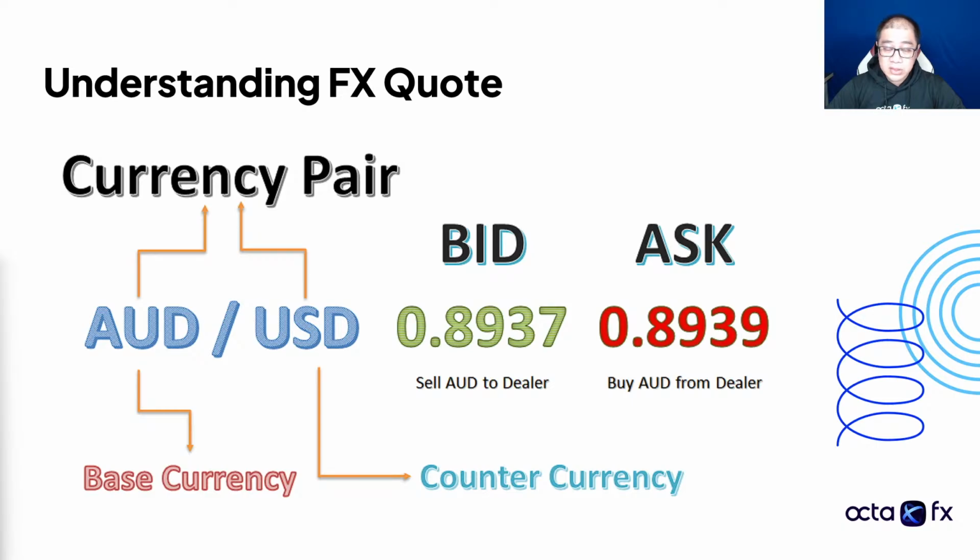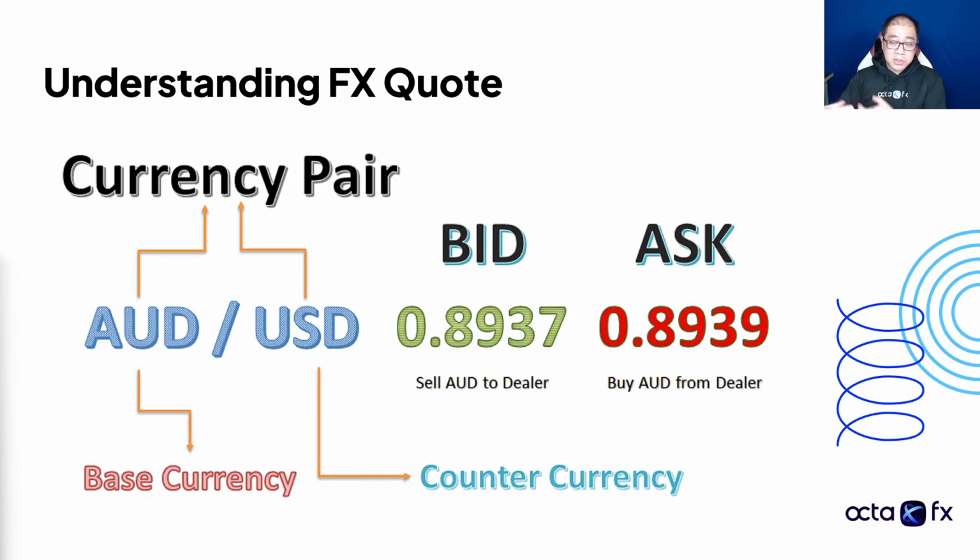It's AUD or Euro USD, Pound USD, Dollar Yen, Aussie Swiss, Aussie CAD. The choice is yours. But for this example, we are going to talk about Aussie USD, and how to actually understand this quote. So the first currency at the beginning, that's what we call the base currency. The second currency that's quoted is called the counter currency.